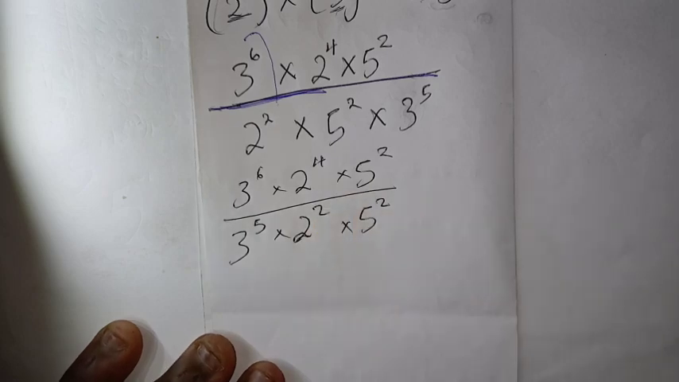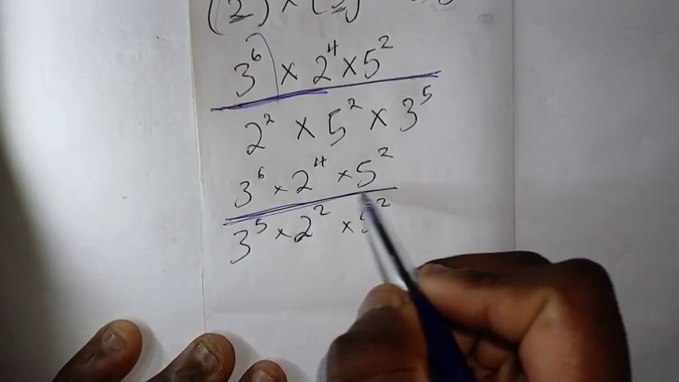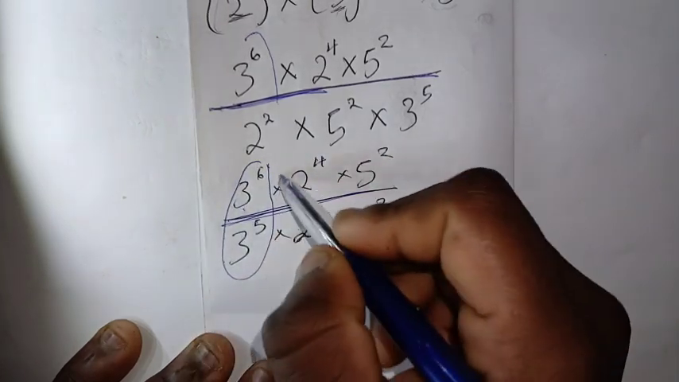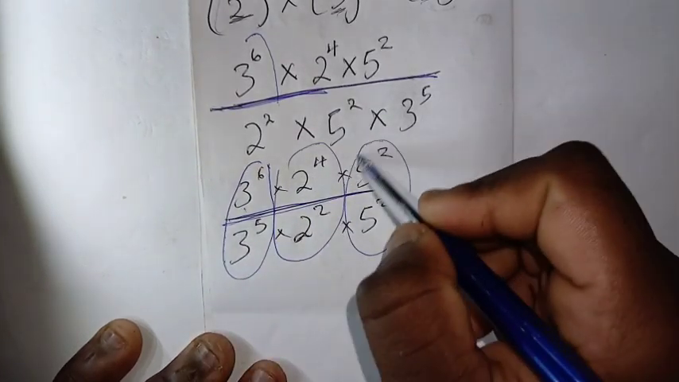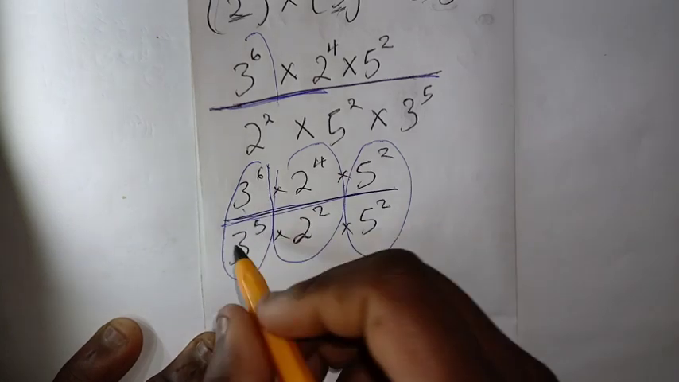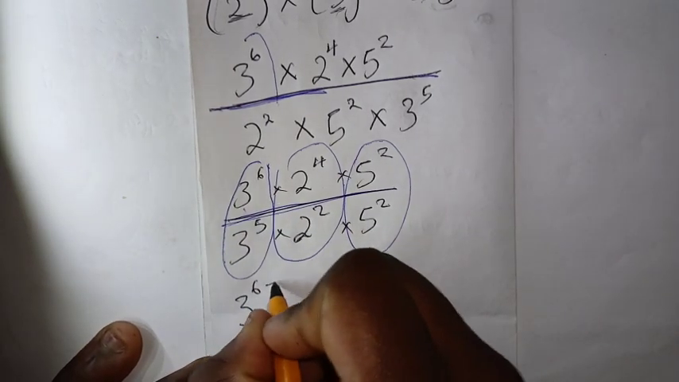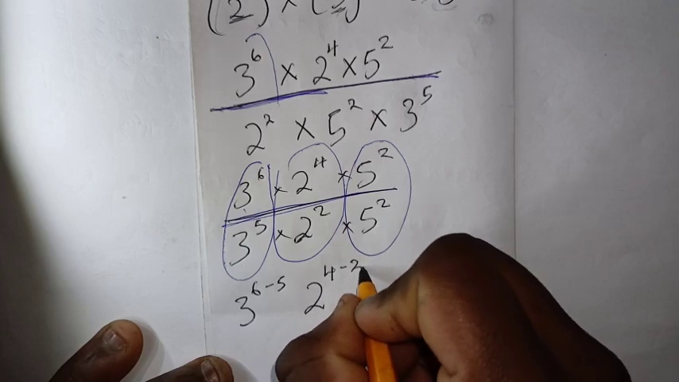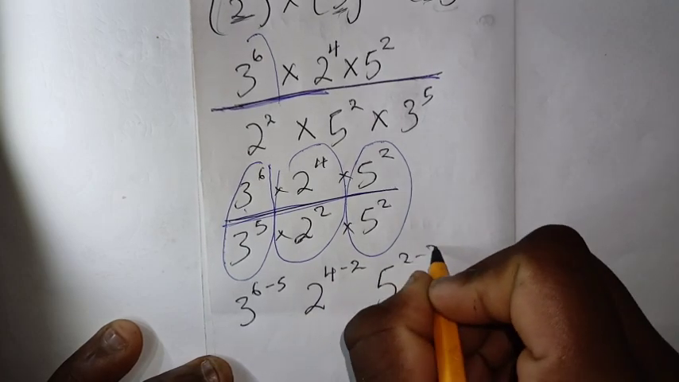Do you see? And now I know when I divide the same base, I will minus the exponent. So this one, it goes with that one, that one, that one. So this thing, it will give me what? It will give me 3, 6 minus 5. And here it's 2, 4 minus what? By 2. And here it's 2 minus 2.